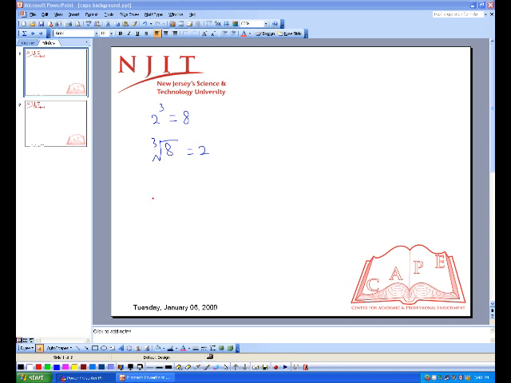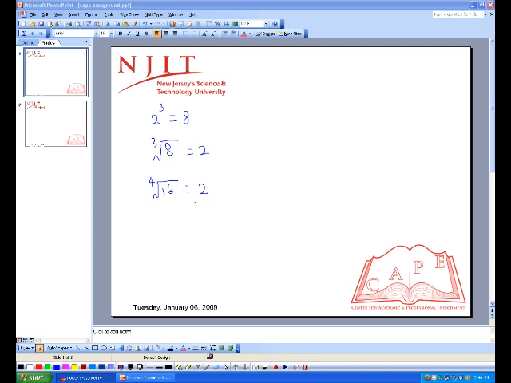So the fourth root, let's say the fourth root of 16, will be asking, okay, what's a number that taken to the fourth power will give you 16? Well, we know that it's 2. Okay?